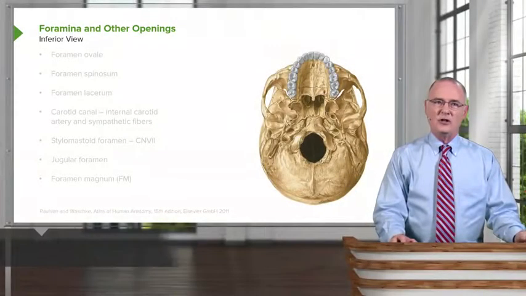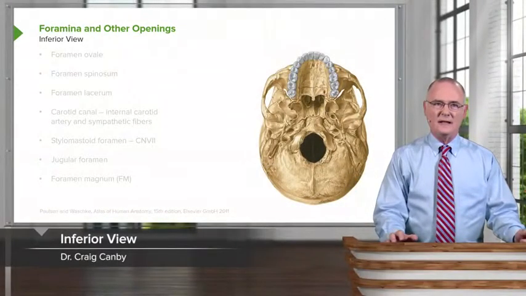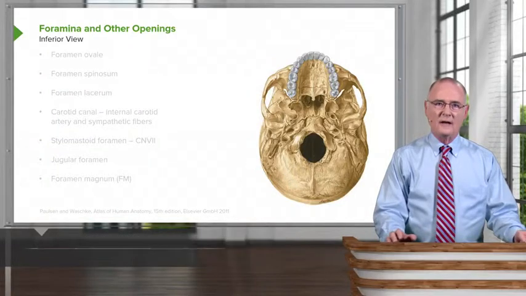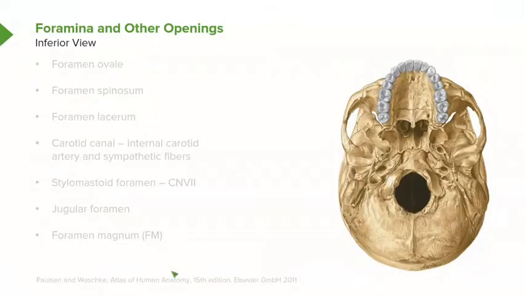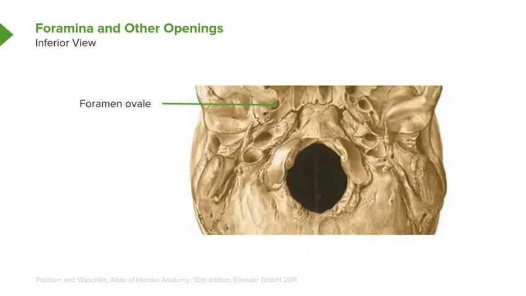We can also appreciate the foramina and other openings in other views. Here we're looking at an inferior view of the skull. And from this perspective, we can identify the foramen ovale. We see that labeled right in through here.